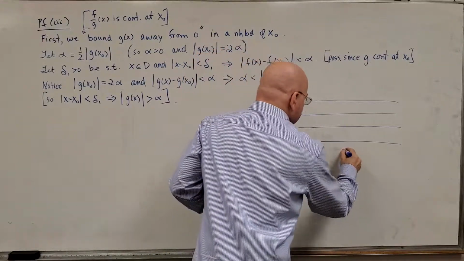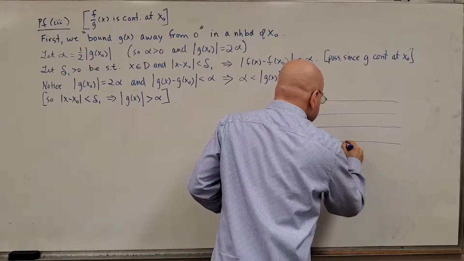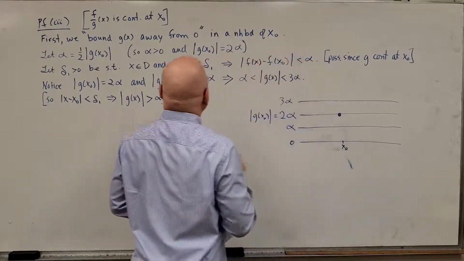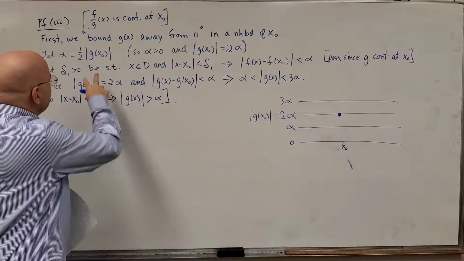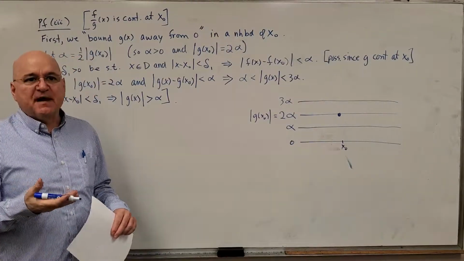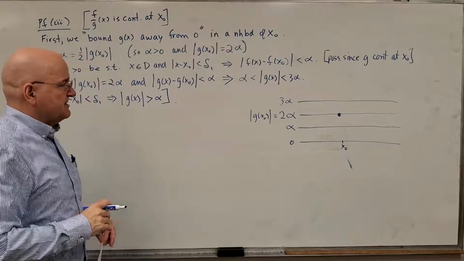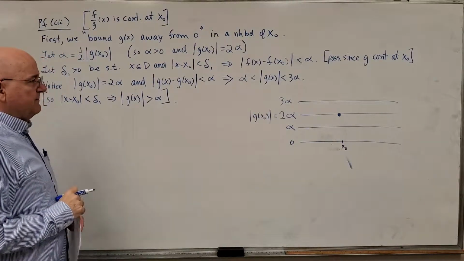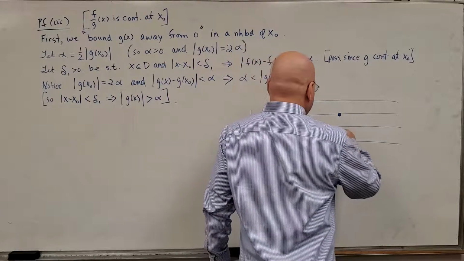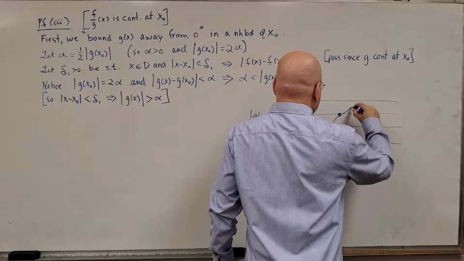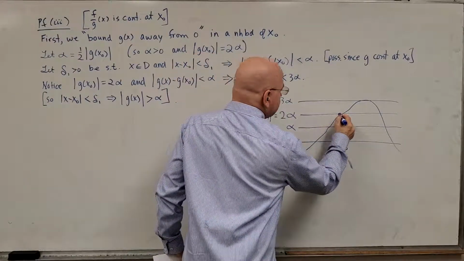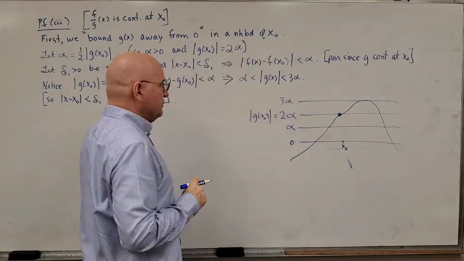Okay, so if x naught on the x-axis is, say, right here, g of x naught is right there. g of x naught is equal to 2 alpha. The absolute value, you can just assume that g of x naught is positive. It would look the same even if it were negative because we're taking the absolute value. Let's say the function looks something like that. You can draw it however you want to.